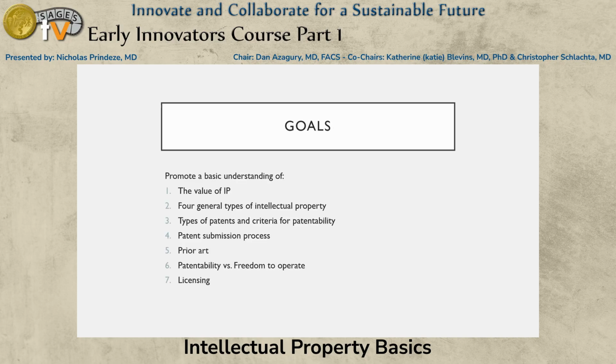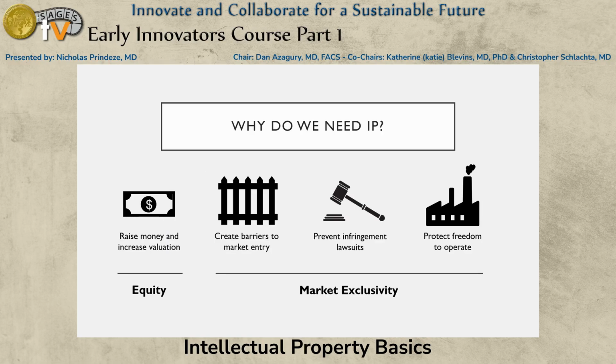So my goals with this talk, a few basic things. I want to talk about why we need IP, the four general types, the difference between patentability and freedom to operate, which I think is a very important but difficult topic, and then licensing at the end. And really what I intended to do with this is to put a lot more information on these slides than I'm going to say to you, because I want you to be able to take this home and look at it later if you need to. I know this may be a lot to digest or things you need to look into specifics at a later point. So let's start with that.